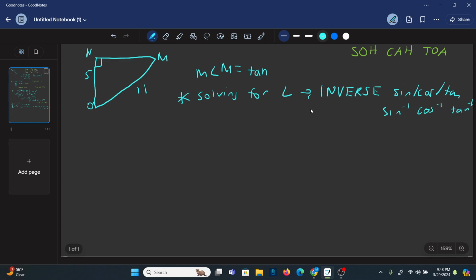Oh, so we would do tan inverse because we want the angle. So we would do inverse tan, and it's opposite over adjacent. So we'll do the opposite side, which is 5, over the adjacent side. Actually, you know what? That's not adjacent. That's hypotenuse. Okay.